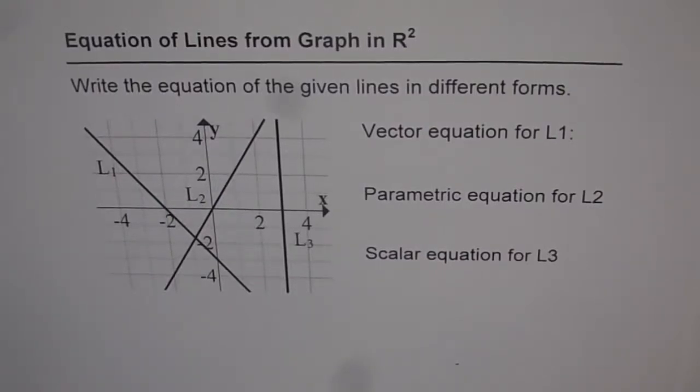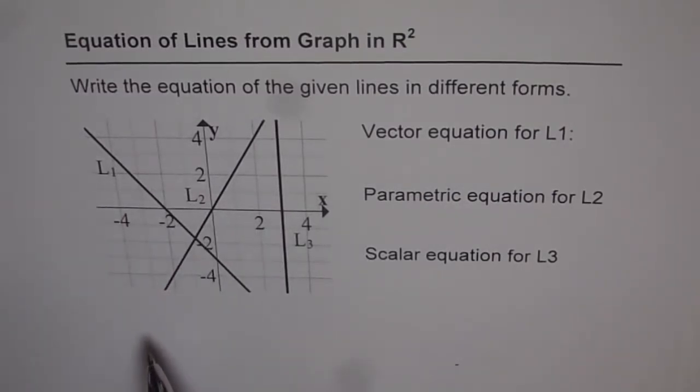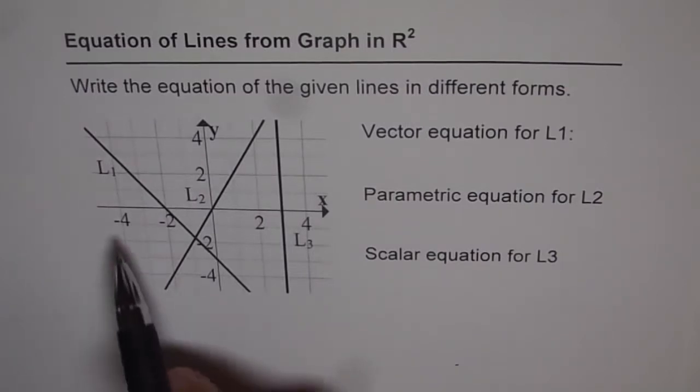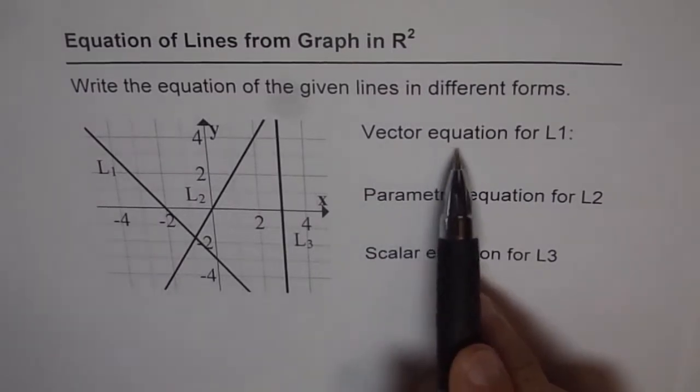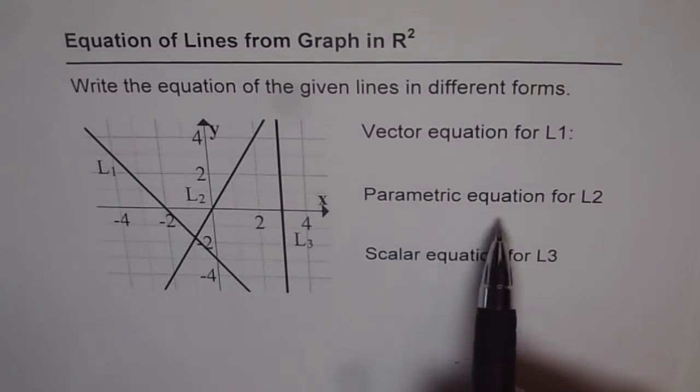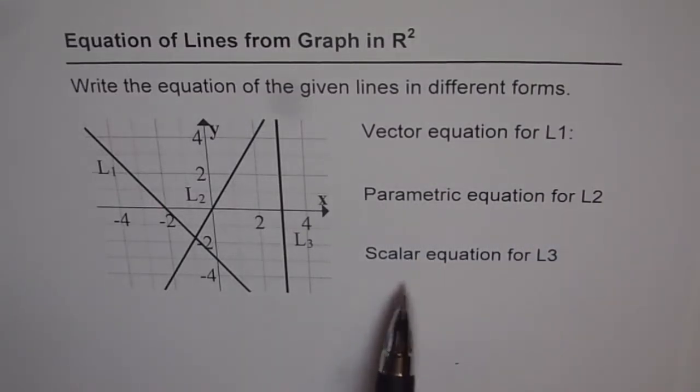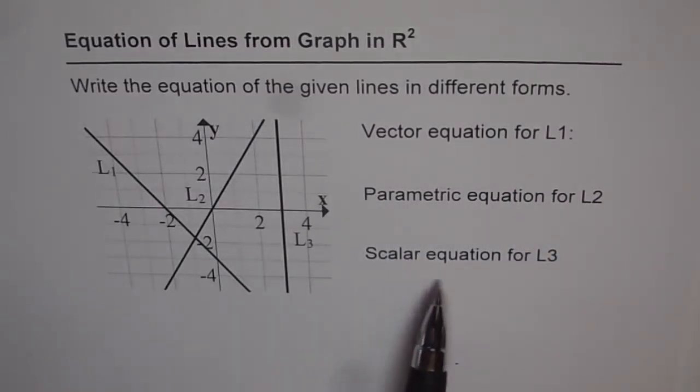Here is a very interesting question: write down the equation of a line from the graph in R2. Write the equation of the given lines in different forms. So we have three lines here, L1, L2 and L3. You need to write their equations: for line L1 the vector equation, then the parametric equation for L2, and the scalar equation or Cartesian equation for L3.